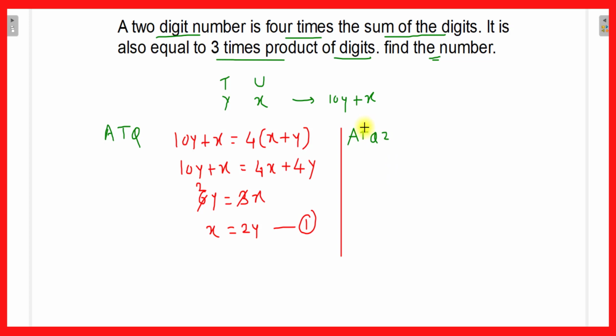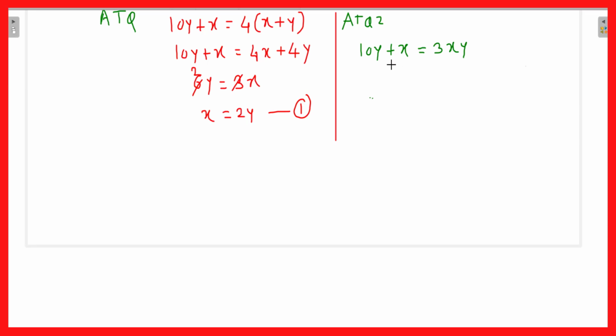here what is said is that it is also equal to 3 times the product of the digits. So the number, that is 10y plus x, is also equal to 3 times the product of the digits. xy is the product of the digits, and 3 times. So we will solve this further. You will get, by putting x is equal to 2y, 10y plus x, that is 2y, which is equal to 3 into 2y into y.